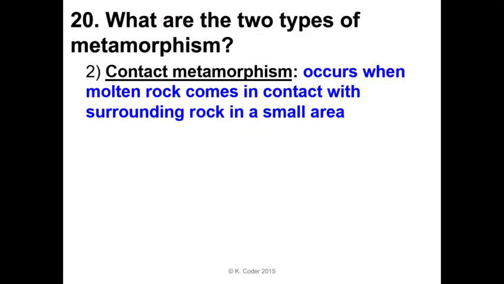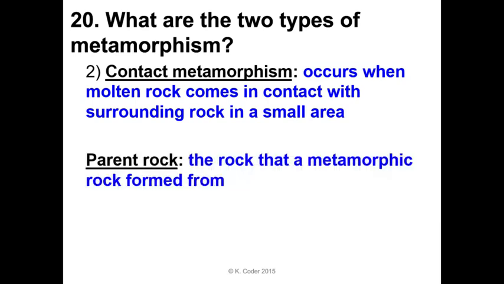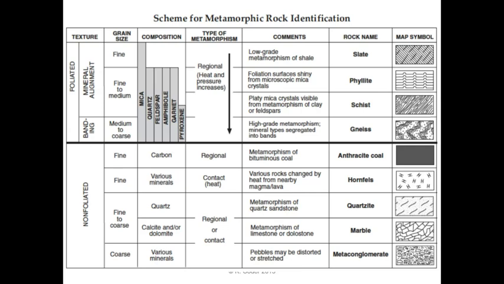So contact metamorphism occurs when molten rock comes in contact with the surrounding rocks in a small area. So this might be an intrusion where magma is making its way through the earth, and it's coming in contact with the rocks around it. So it's not melting the rocks, but it's going to change the temperature of the rock that it comes in contact with. Now, the term parent rock means the rock that the metamorphic rock formed from. So this is important for us to recognize as we go through the chart. So when we look at the comment section, we'll find a lot of the parents there.